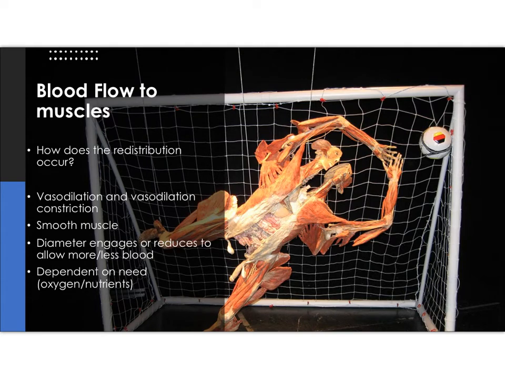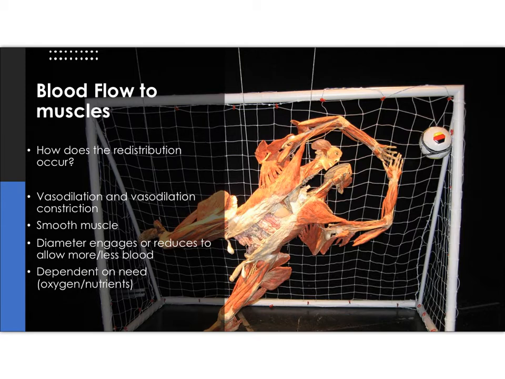So blood is redistributed from the digestive system to the working muscles, and from some of the less important organs to the major muscles, the skeletal muscle. Some of the blood is then redistributed to the skin to allow cooling, to allow radiation of heat out of the body. But how does this occur?